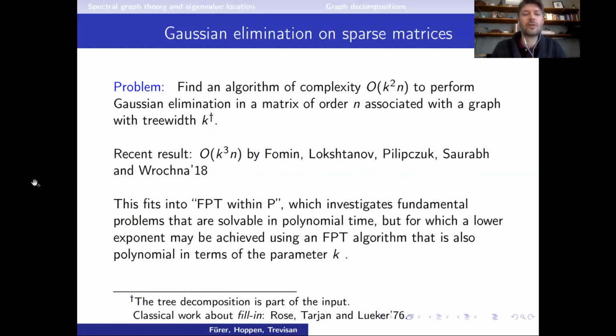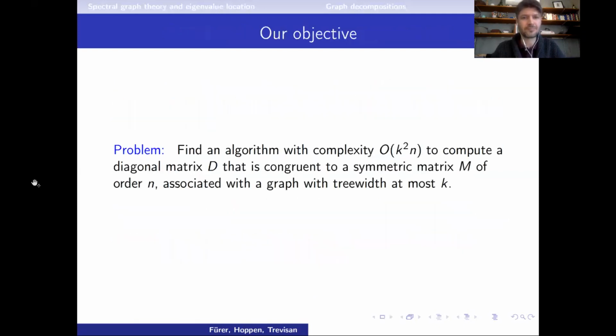And this fits into FPT within P, which investigates fundamental problems that are solvable in polynomial time, but for which a lower exponent may be achieved using an FPT algorithm that is also polynomial in terms of the parameter k. So there has been quite a bit of interest in this. Let's come back to our objective.